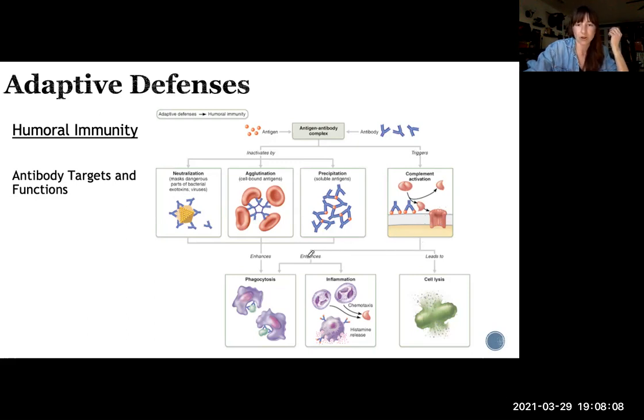So this marking of the pathogen is also going to call over phagocytes, and it can also help to trigger inflammation. So if a natural killer or a T lymphocyte finds a marked cell, they may also just trigger a further immune response. They might trigger inflammation and call more immune cells over. That leads to cell lysis.